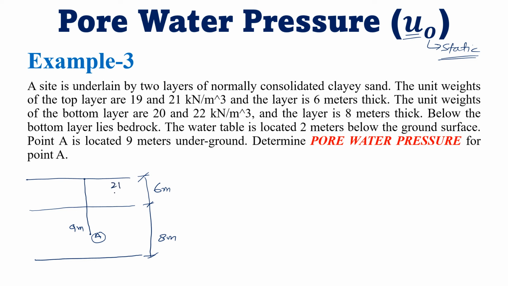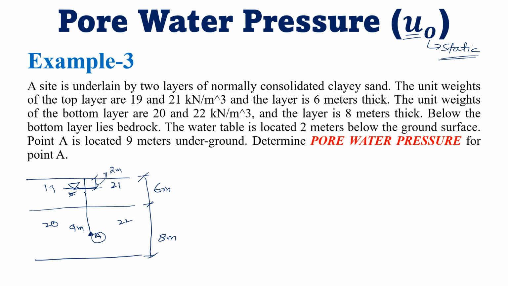The first unit weight is 19 and the other one is 21. Here the first unit weight is 20 and the saturated is 22. The water table was located at 2 meters below the surface of soil. Now we have to calculate the pore water pressure for point A. What will be the pore water pressure for point A? It will be the pressure of water above this point.